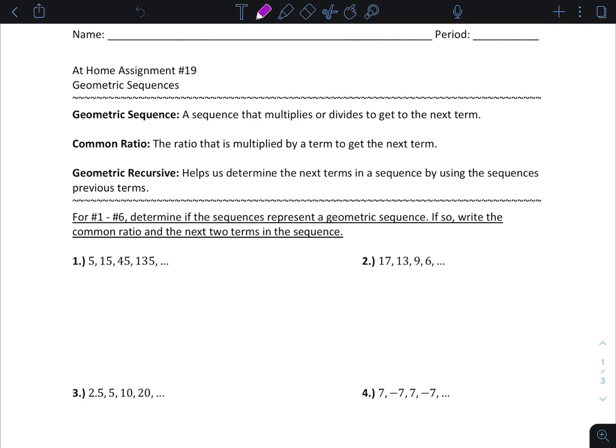This one, our final one, seems crazy, doesn't it? It's the at-home assignment number 19 over geometric sequences. You've probably seen this before. I'm not sure what grade. You'll see it isn't too bad.